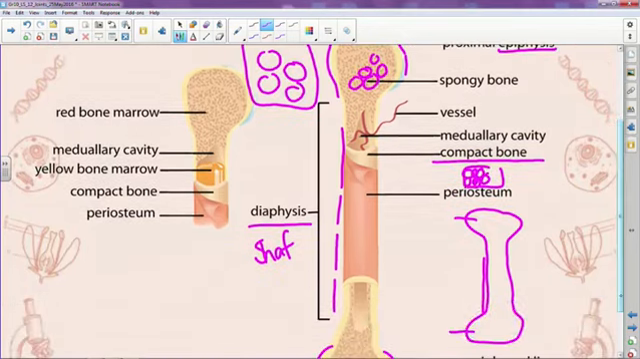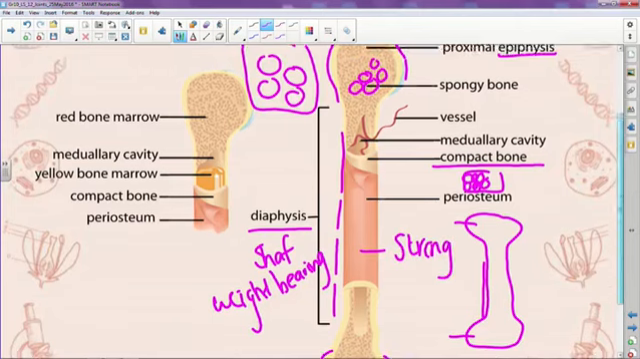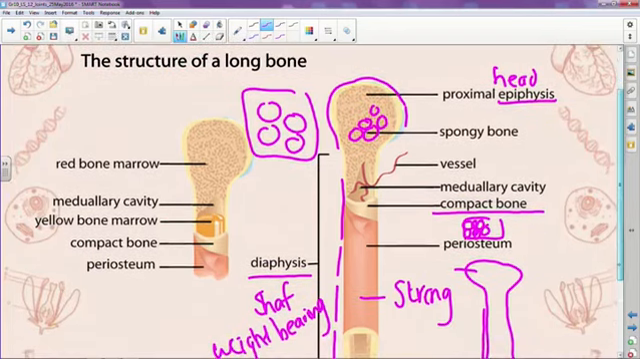This shaft over here is my weight bearing. That's where I'm going to put all the weight. And if I'm going to put all my weight on it, what do I want? I want it to be nice and strong. Whereas the ends of the bones, I'm not going to put so much weight on, so I don't need them to be that strong.